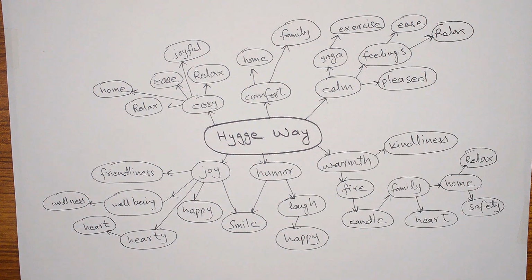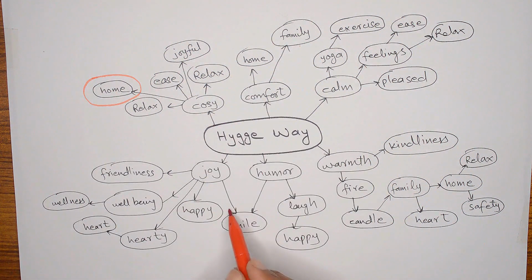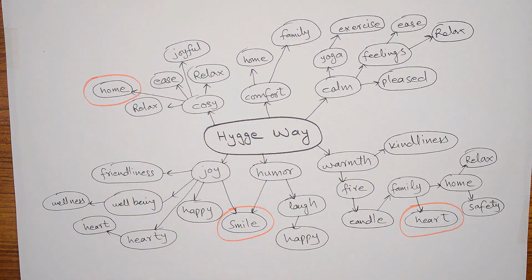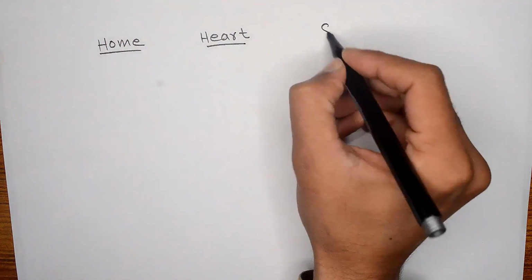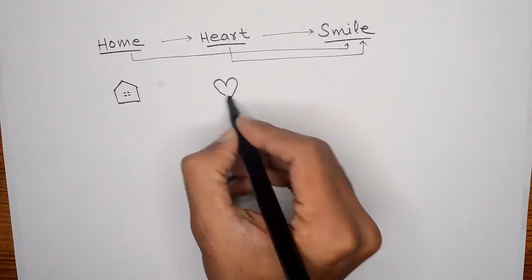Now I will choose the most suitable words, those words which are repeating again and again, like home, smile, and heart. Now these are the specific chosen words, and we will design our logo on the basis of these three words: home, heart, smile. We can design a logo by using a combination of two elements like home and heart, and like home and smile. Or we can also design a logo by combining all of these three elements. Now let's continue with the rough sketching process.